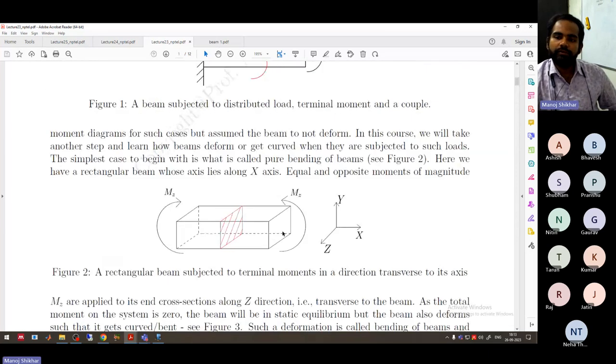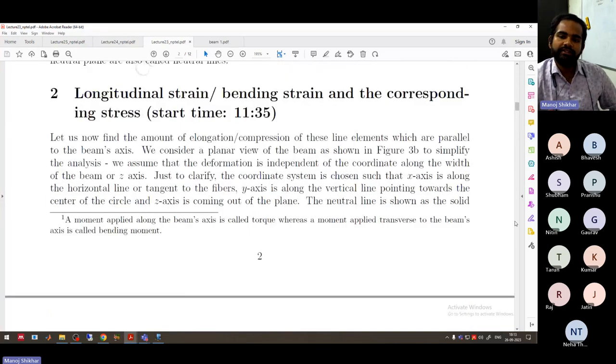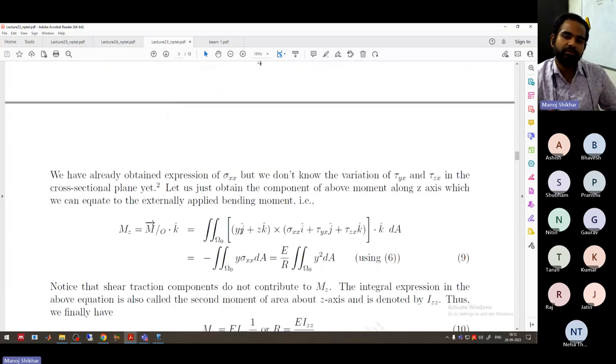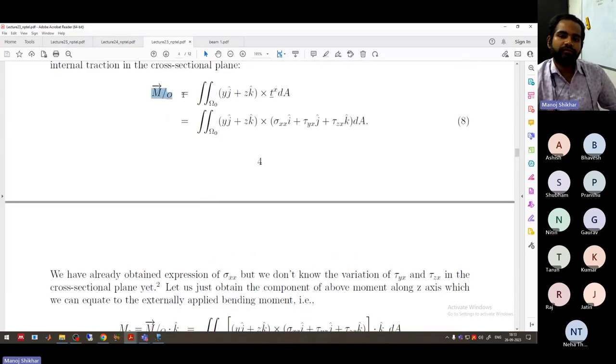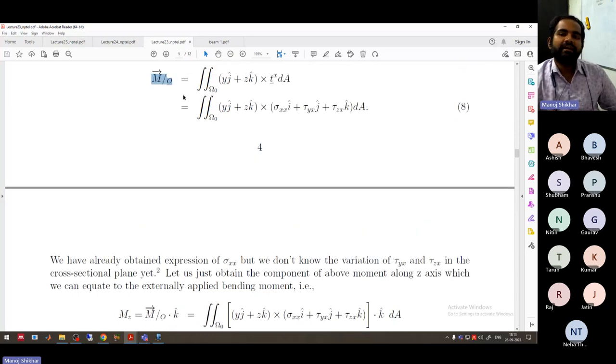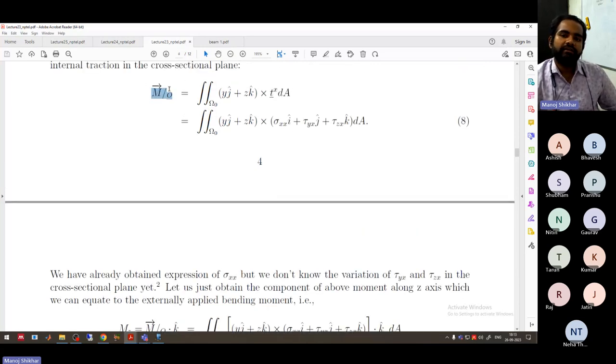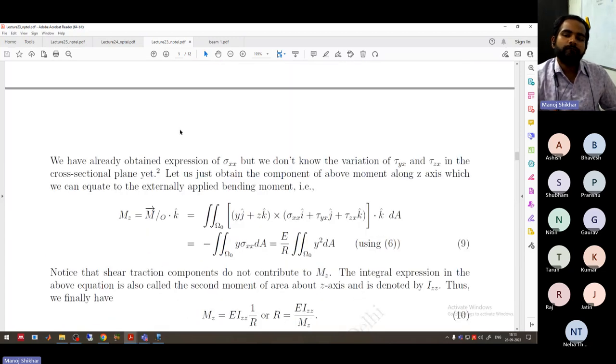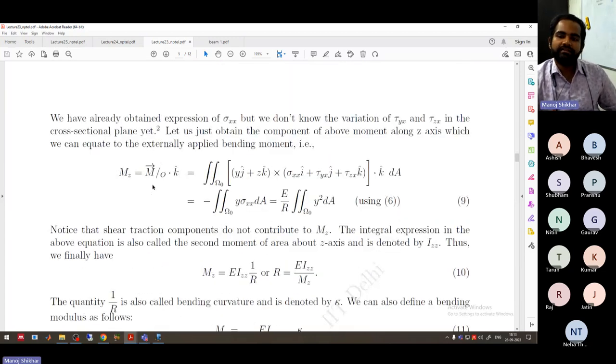If you see, we are applying the moment only about the z axis, right? So if we want to know the moment about the z axis, and we know the expression for the total moment, which is this one, what should we do? We should take a dot product with k hat. That gives the expression for moment in the z direction. After substituting all the values and carrying out the mathematics, we came to this formula: mz equals minus double integral of y sigma x dA.